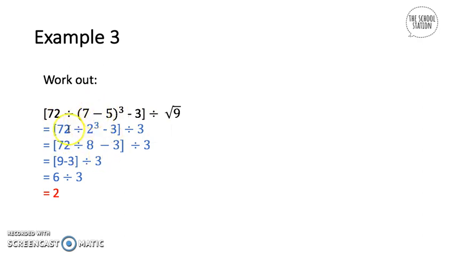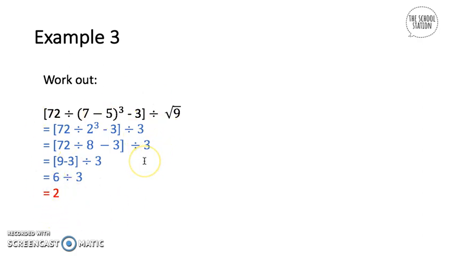So we just do it step by step. After we have done 2 to the power of 3, we can simplify that to 8. So 72 divided by 8 minus 3 in brackets, divided by 3. And then in this bracket, we have to see what is the most important thing, which is obviously division. Division is more important than subtraction. So 72 divided by 8 would be 9, and we have the leftover minus 3, so 9 minus 3 in brackets divided by 3. Then 9 minus 3 is 6, and then we have 6 divided by 3, which is 2.